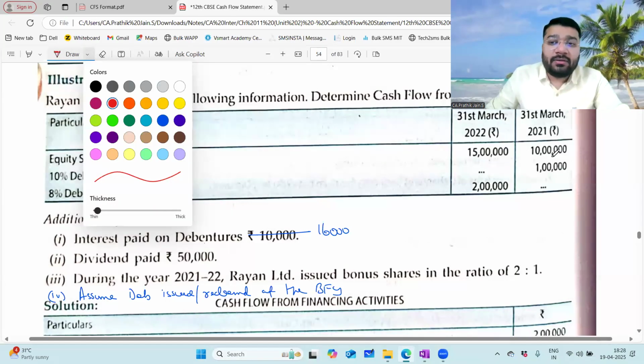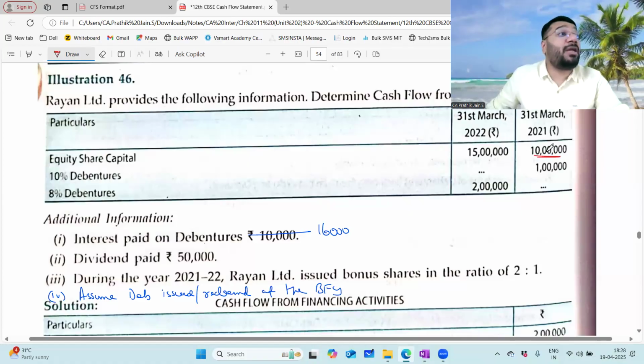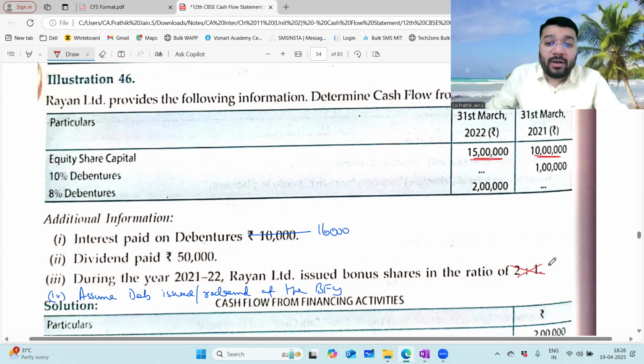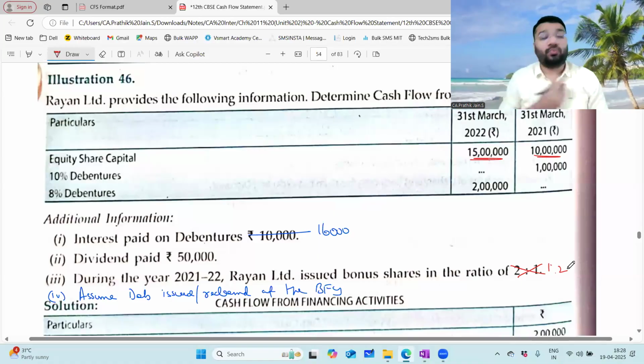Now, guys, opening balance of the equity share capital is 10 lakh. Closing balance is 15 lakh. Do one more change. During the year, the bonus issue is 2:1. No, wrong. It's just 1:2. Please change it to 1:2.